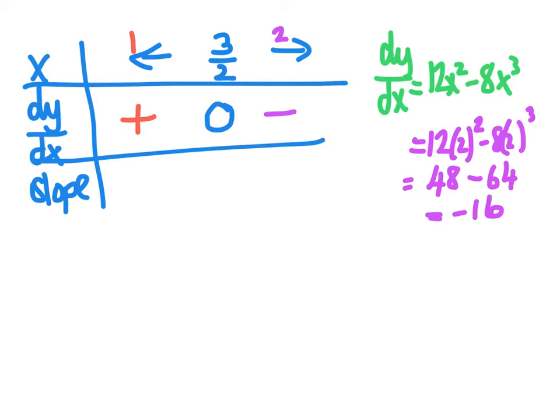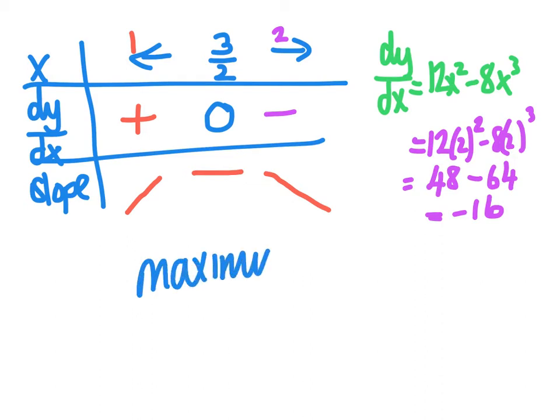So that means the shape of this slope, it's rising because it's a positive gradient, stationary, and then decreasing because it's a negative gradient. So from that I can conclude I have a maximum turning point at 3 over 2, 27 over 8.